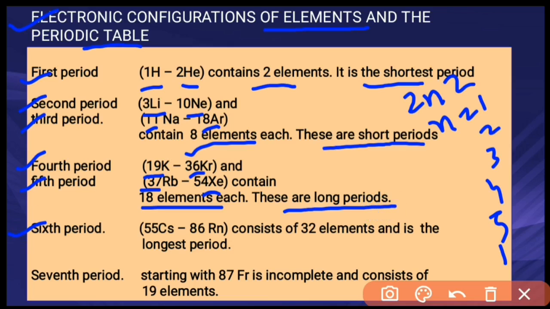The sixth period starts from cesium atomic number 55 to radon atomic number 86, and consists of 32 elements. It is the longest period of the modern periodic table. And the last, the seventh period, starts with francium 87, and it is incomplete, consisting of only 19 elements.